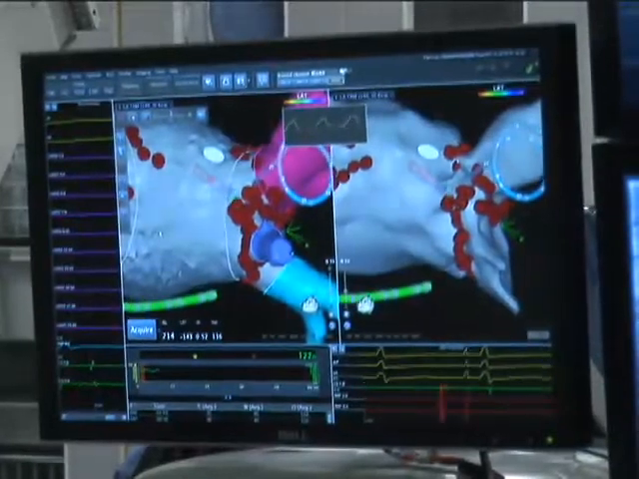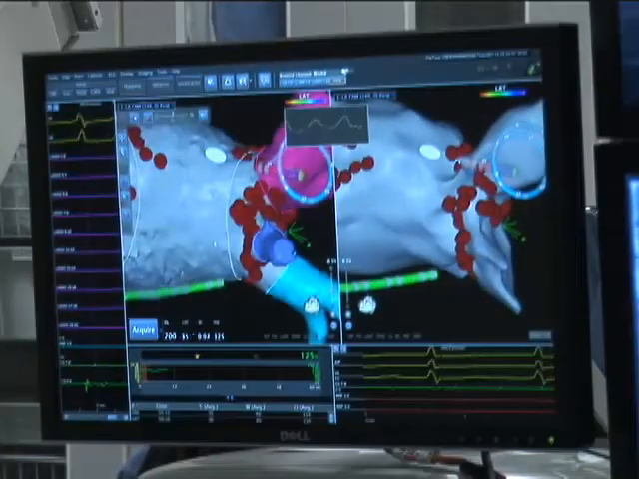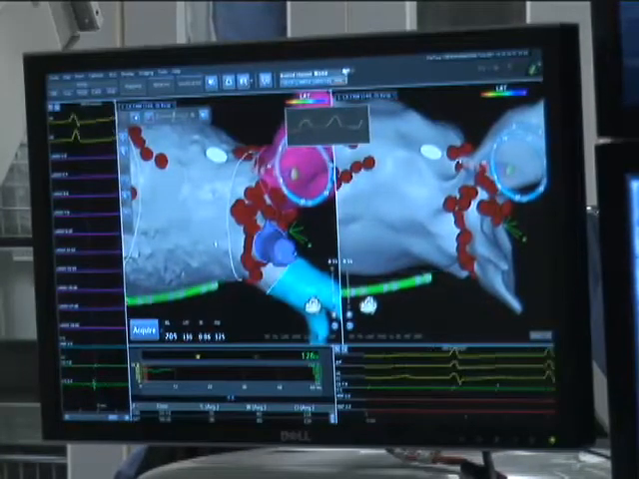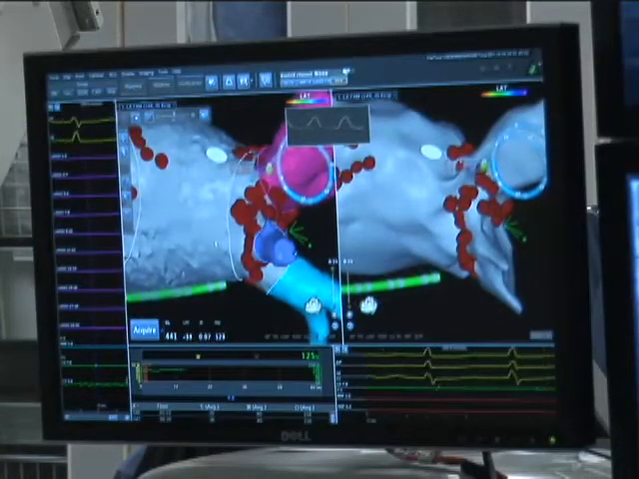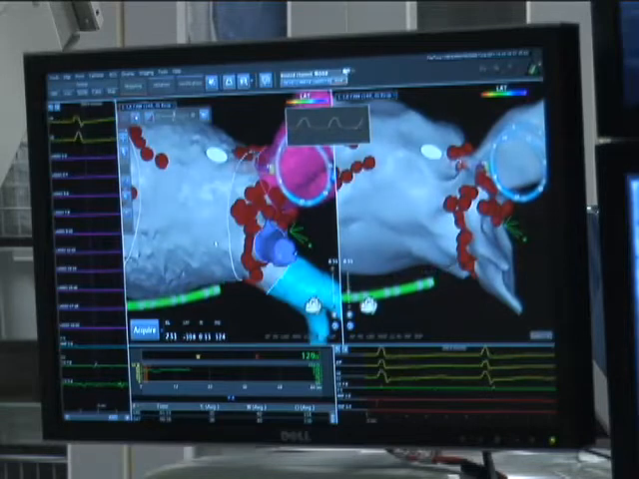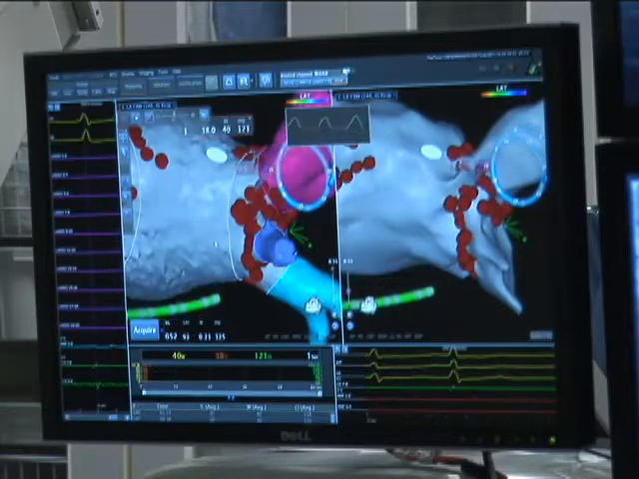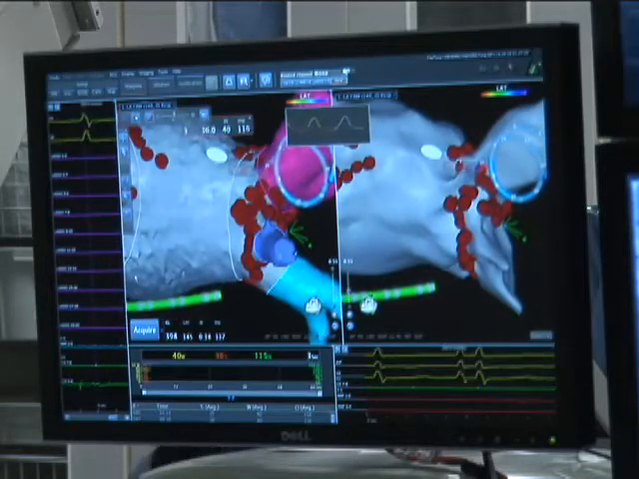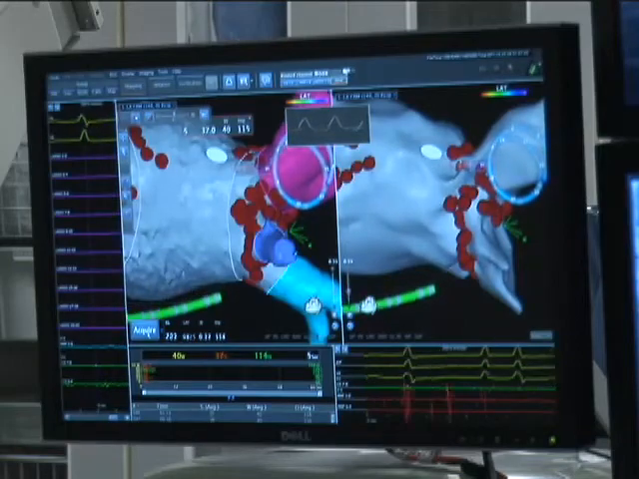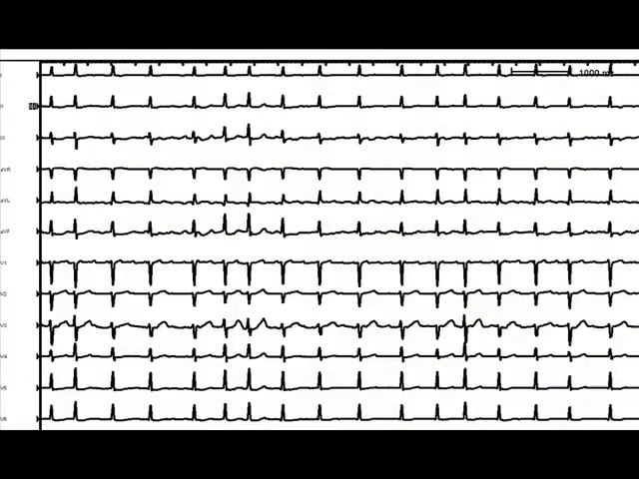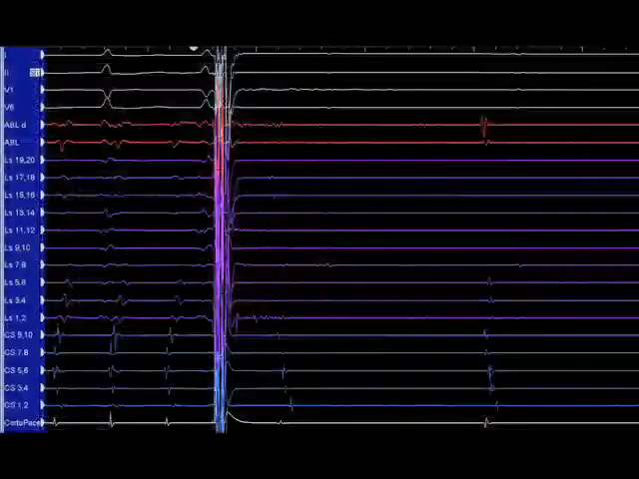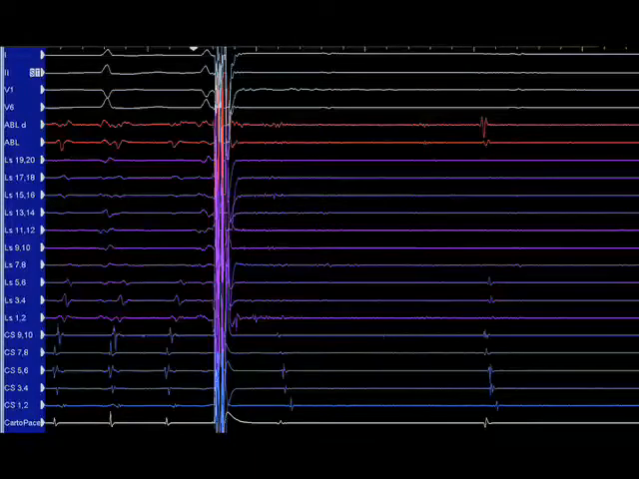After the left set of veins is isolated, the right set of veins is then addressed. The circular mapping catheter has been moved to the right superior vein, seen here in purple, and ablation lesions have been performed to encircle the entire right set of veins. A gap on the posterior wall outside the right superior vein is filled in. This patient is in atrial fibrillation, and a direct current cardioversion was performed to convert back to normal sinus rhythm.